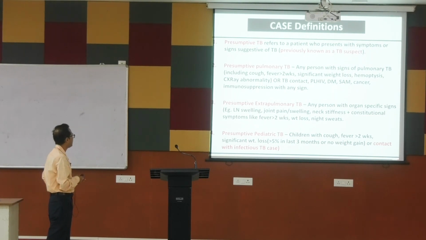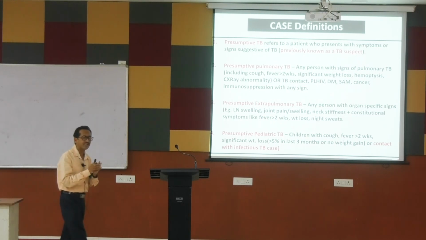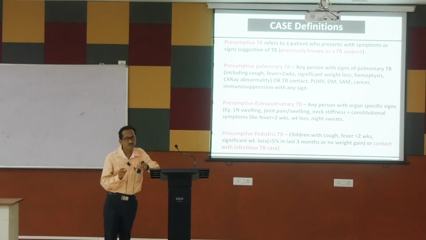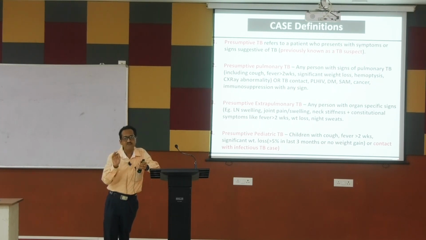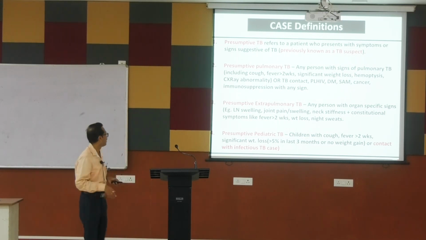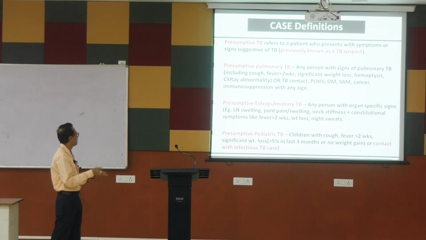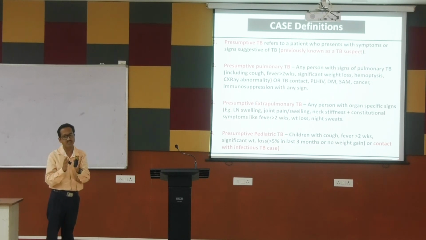Presumptive extrapulmonary TB: any person with organ-specific signs, lymph node swelling. What would be the character of the lymph node in tuberculosis? The lymph nodes will be matted, more than one lymph node attached to each other. When you feel a tubercular lymph node, you will never forget in your life how the TB lymph node palpates. The common term is matted lymph node. Next is joint pain, swelling, and constitutional symptoms like fever, weight loss and night sweats. Fever, weight loss and night sweats are common whether it is pulmonary TB or extrapulmonary TB.